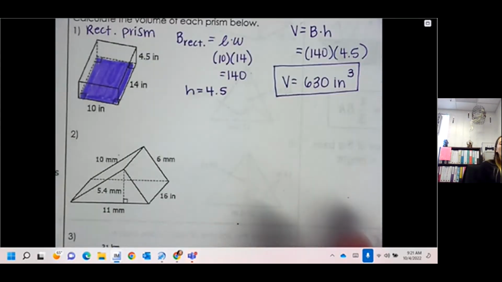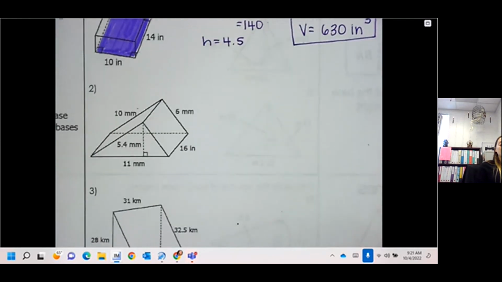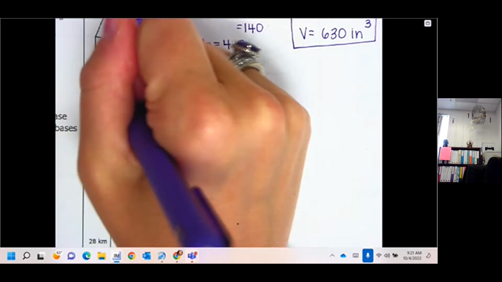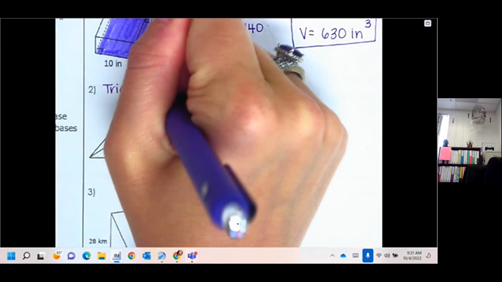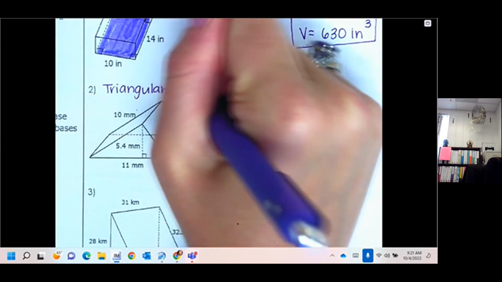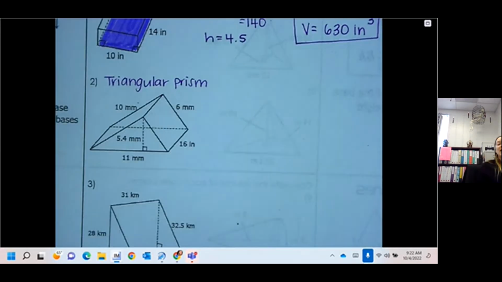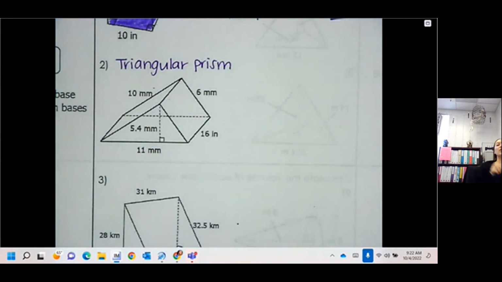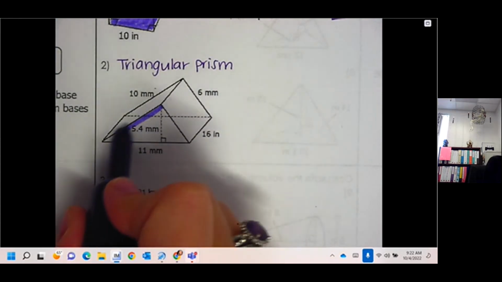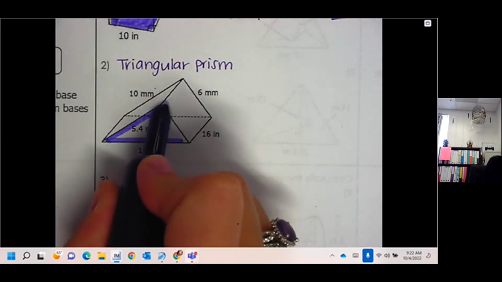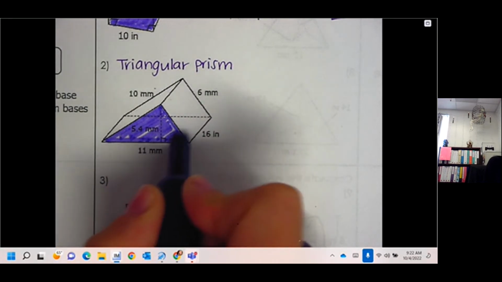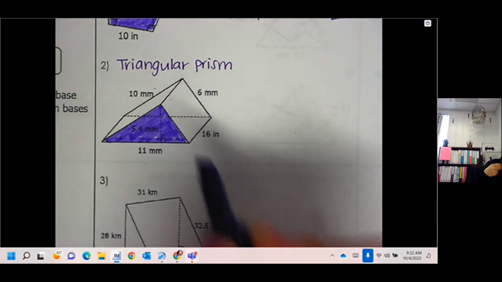All right. Number 2. What type of prism is number 2? Triangular. Good. So we always want to identify what the type of prism is first so that we can color in our base shape. So because this is a triangular prism, that means the base is one of the triangles. So I don't care which one you color, but you've got to color in one of them. How do you know what the base is? Bases are the two shapes that are always going to be parallel to one another.